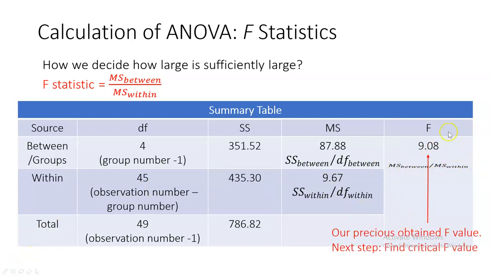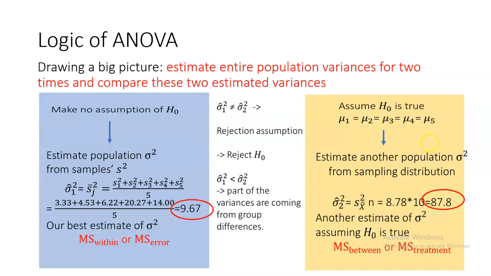Okay, so this is our precious obtained F value, which we obtained through so many steps. So the next step is we want to decide whether this F value is large enough to claim that the group differences are so big that a true difference exists. So how to decide that? Of course, we have an F table to compare against.